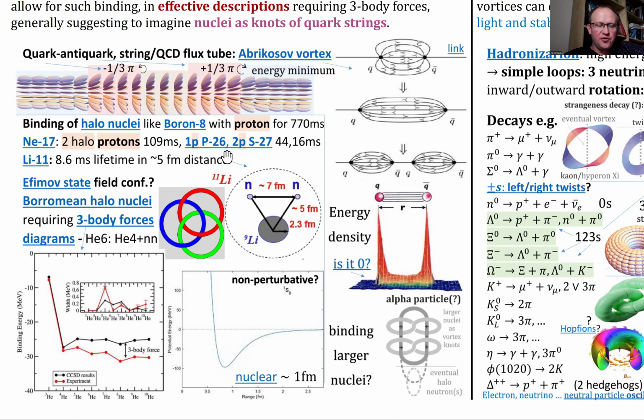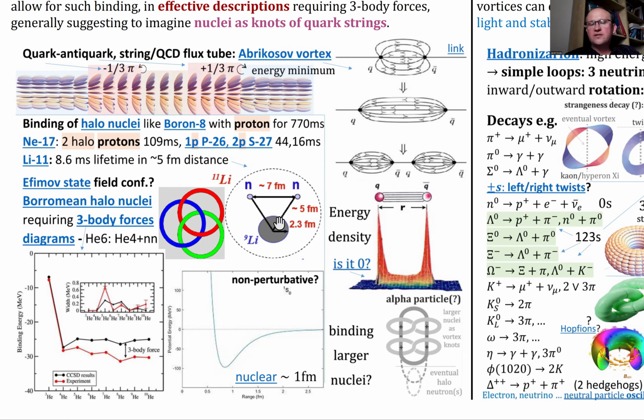So halonuclei, like lithium-11, have two neutrons at a very large distance, like 5 femtometers. So this is a few times larger than the range of nuclear force. So it brings the question why they are bound for milliseconds, a very long time, at many times larger distance than nuclear force. Additionally, it turns out it needs 3-body forces.